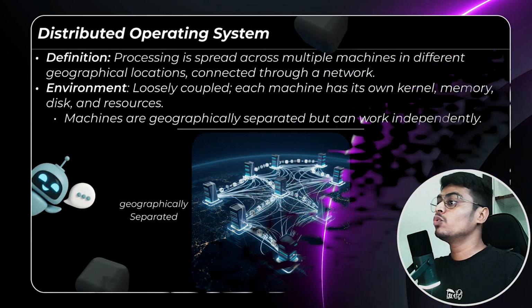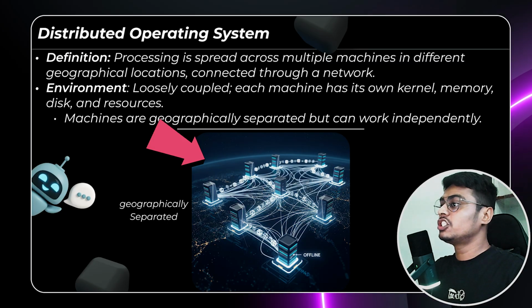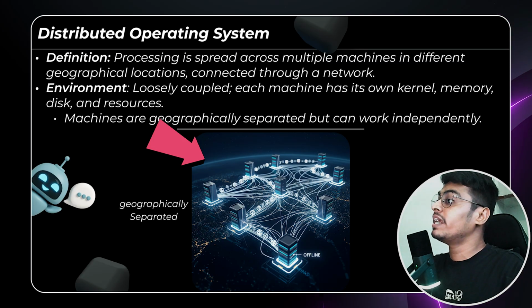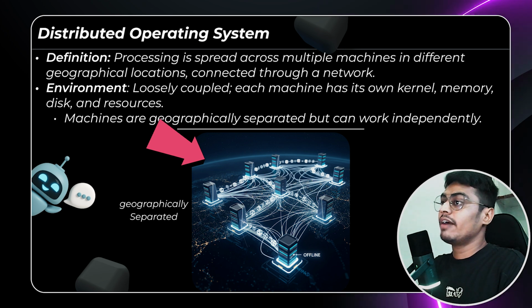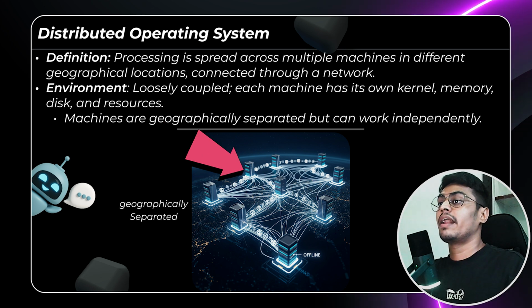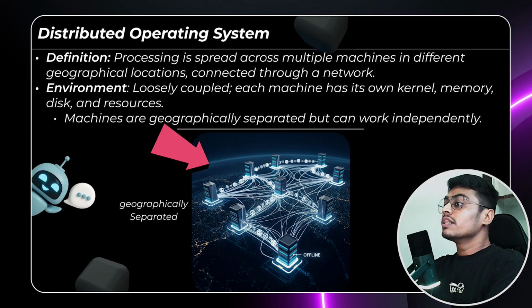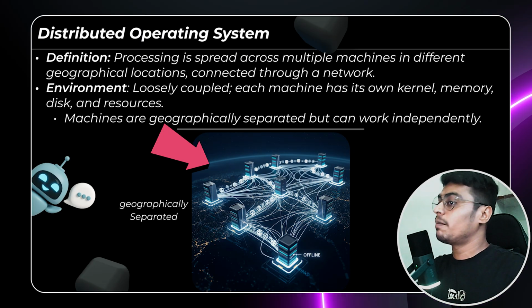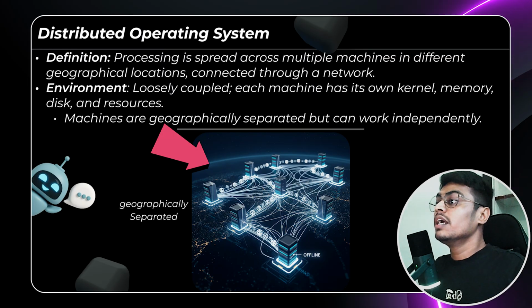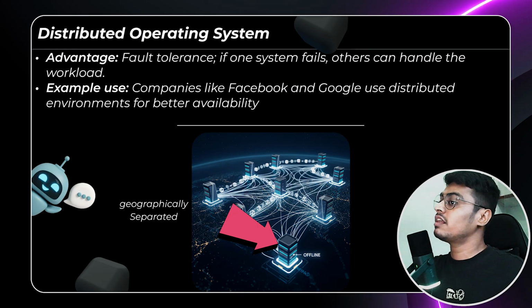Now moving forward to distributed operating system. Distributed systems spread processing across multiple machines located in different geographical locations. I might have one machine here, another machine there, and several others elsewhere, all connected through a network. These machines work in a loosely coupled environment. Each has its own kernel, memory, disk, and resources. If one system fails, others can handle the workload.